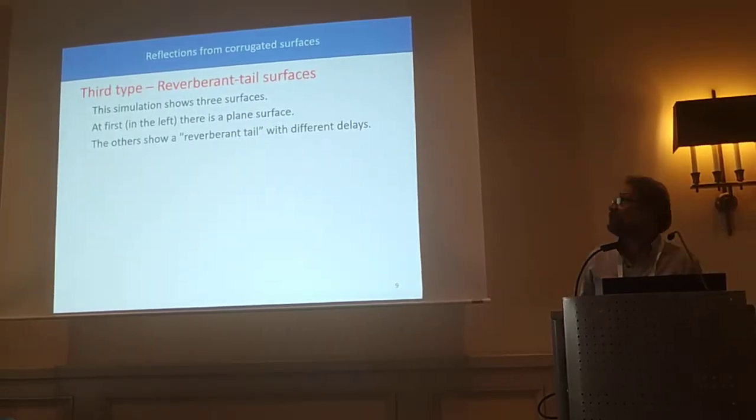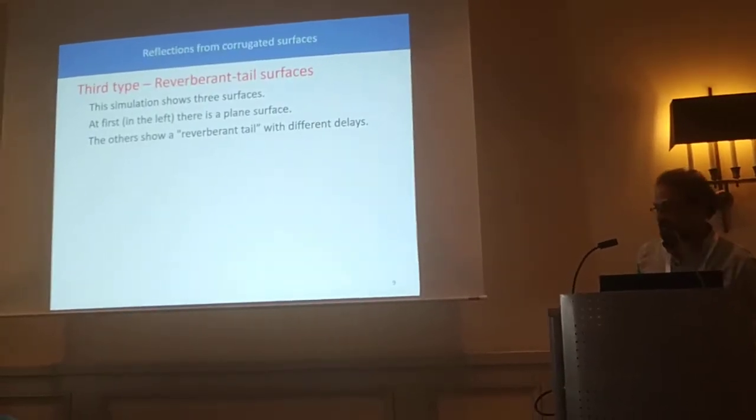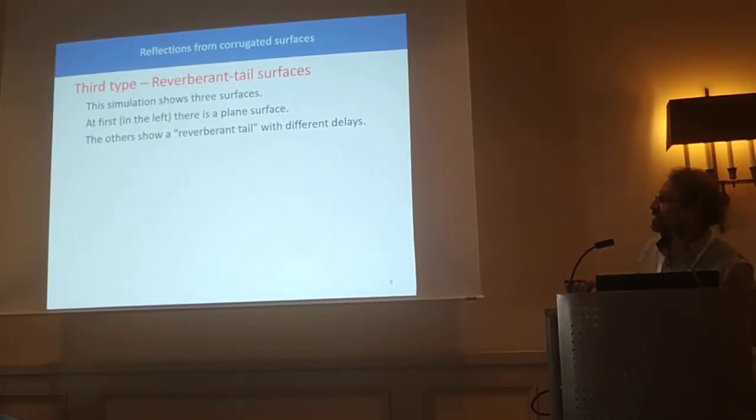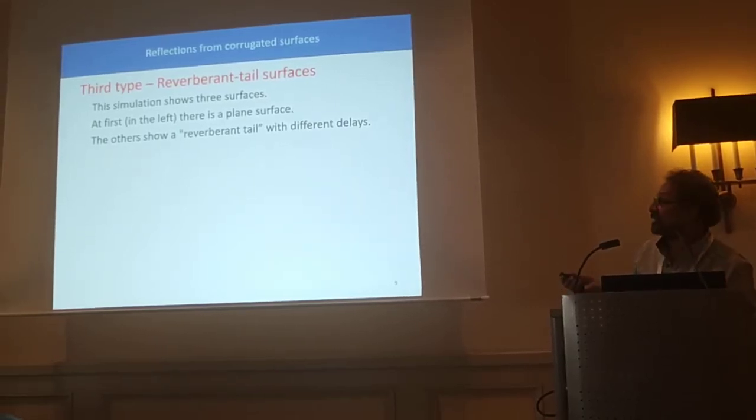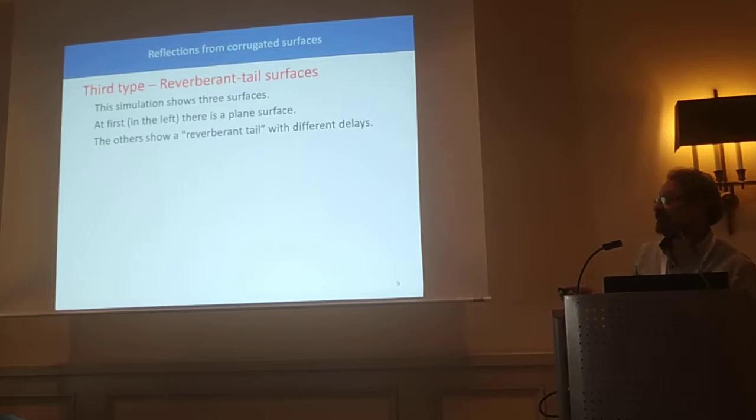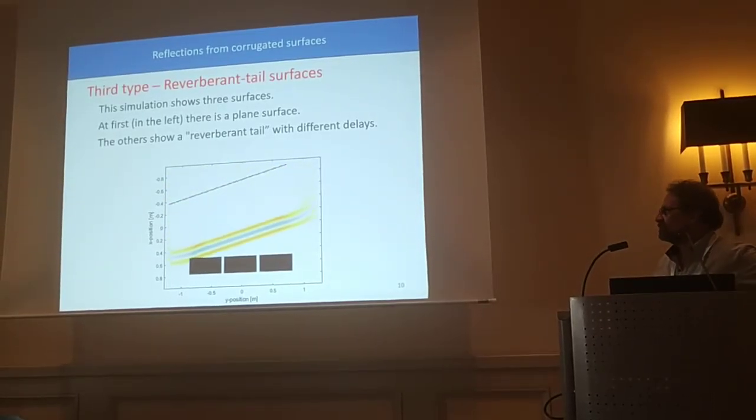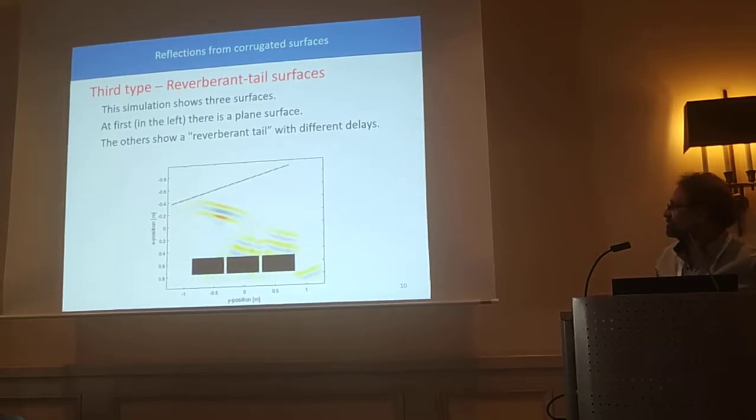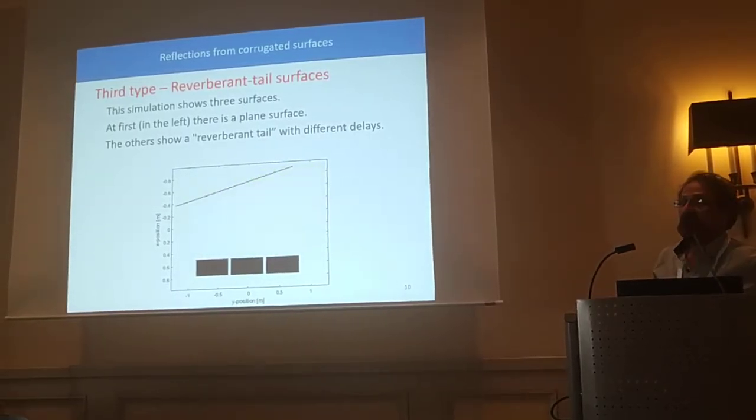Third type, reverberant tail surfaces. This simulation shows three different surfaces. The first, on the left, is a plane surface for comparison, and the others show a reverberant tail with different delays. Different delays and a reverberant tail, in one surface.